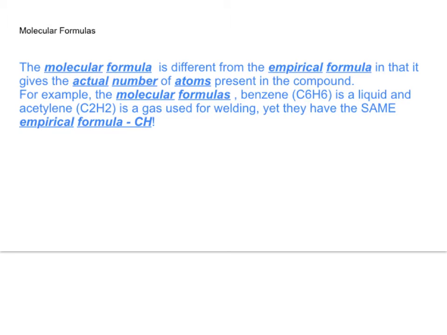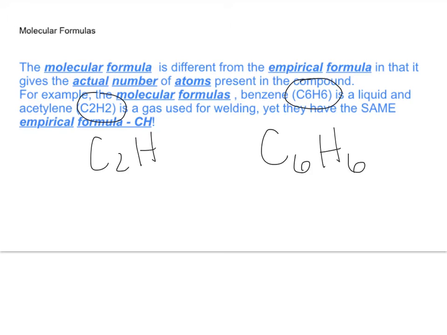Now this sentence is a little different than what's in your notes. The example that I'm giving you are two compounds that have the exact same empirical formula, which is CH, but one of them is benzene, which is C6H6, and these subscripts did not come through. So this should be C6H6. Benzene is a liquid, and acetylene, which is C2H2, is a gas, but they both have the same empirical formula.